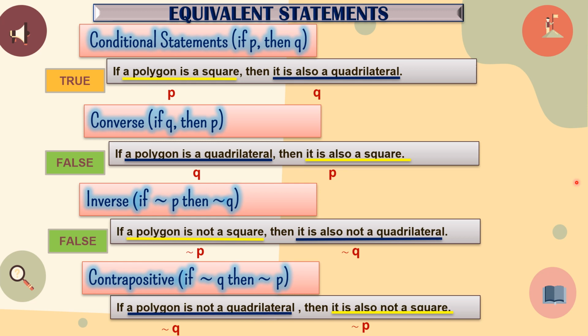Okay? So, next, sa contrapositive, if a polygon is not a quadrilateral, then it is also not a square. So, this statement is true. Siyempre, kung hindi siya quadrilateral, hindi siya apat na sides, so, siyempre, hindi rin siya square. Diba? Okay, so tingnan natin po yung mga statement natin. Yung conditional statement natin at saka si contrapositive ay pareho pong true. Therefore, they are equivalent statements. At si converse and inverse natin ay pareho po silang false. Therefore, they are equivalent statements. Okay po?